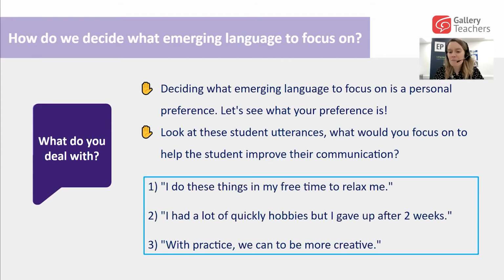So we have number 1, I do these things in my free time to relax me. Number 2, I had a lot of quickly hobbies, but I gave up after 2 weeks. And number 3, with practice, we can to be more creative. Just take a few minutes now to have a look at these and maybe note down some ideas. What would you focus on in these 3 sentences?